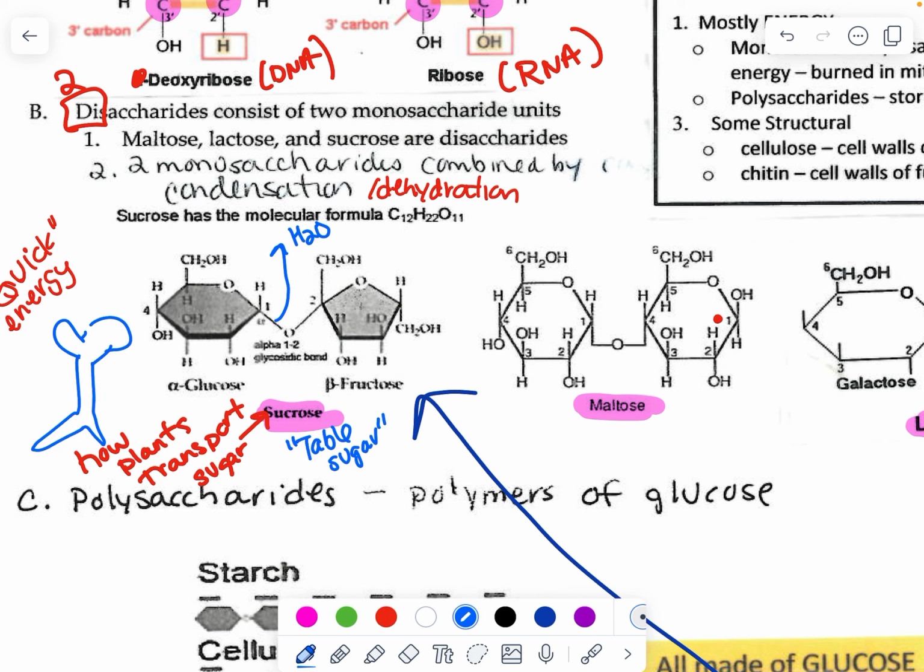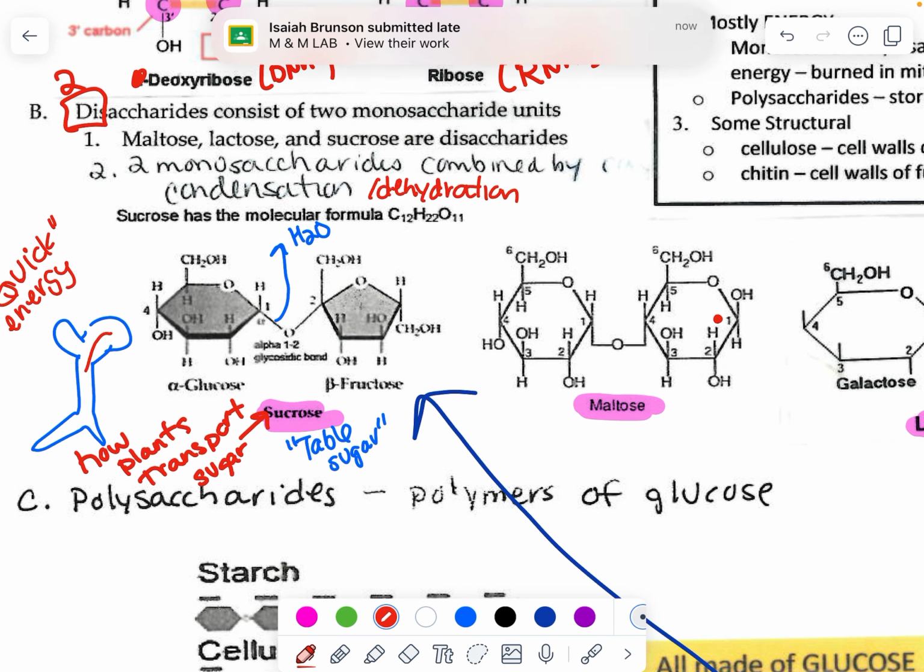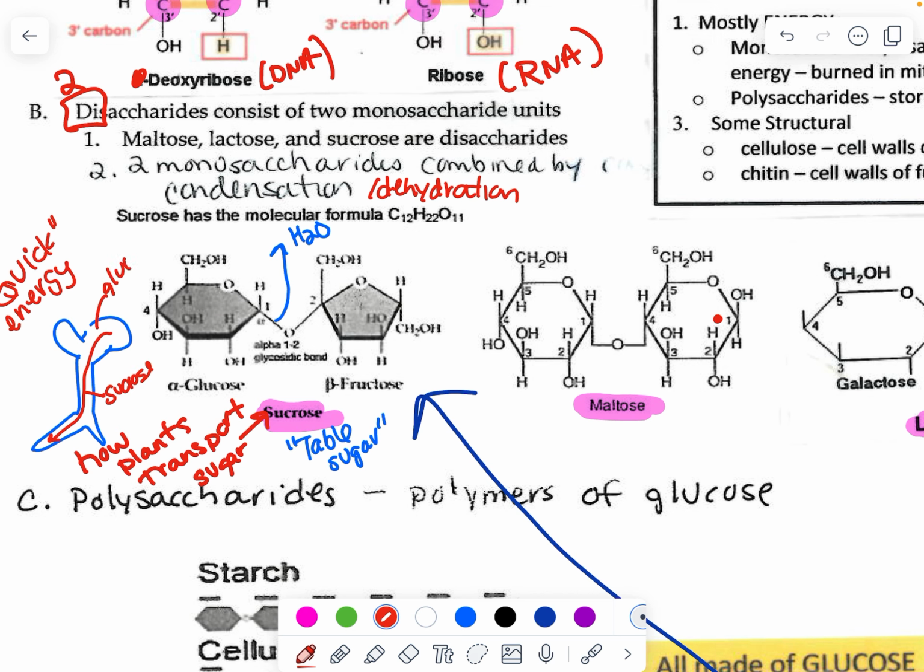They're going to transport the sugar from the leaves down to the roots. They transport it as sucrose. So they make glucose in photosynthesis. That's supposed to be a leaf, okay? And then if this is a leaf, they make glucose in photosynthesis.